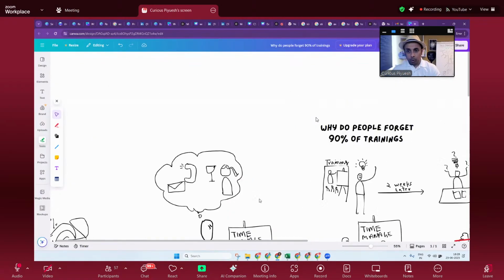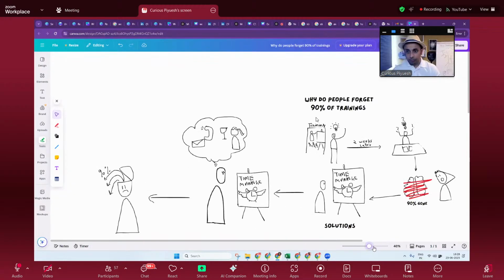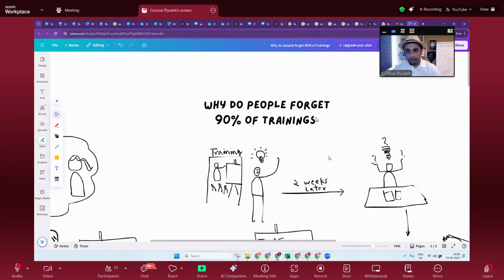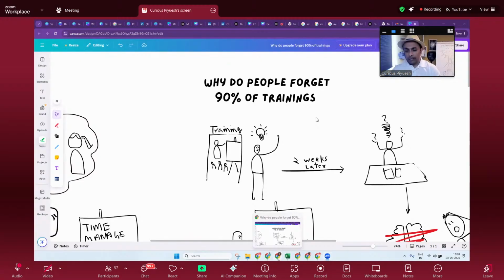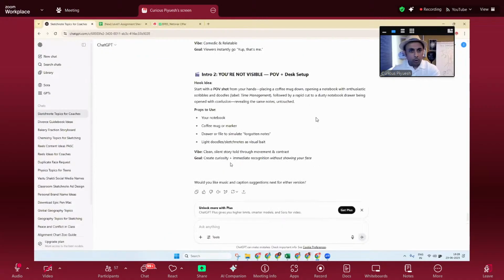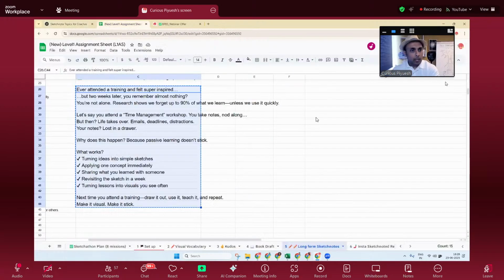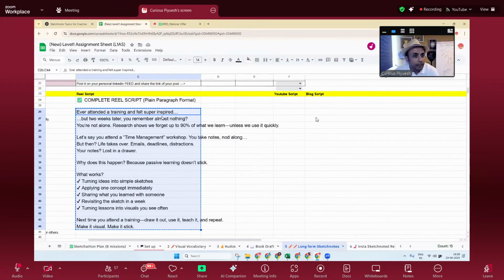And now I will move through this slide by showing these sketch notes. I'm going to keep, as I told you, the script ready with you. Script ready as in copy the script in some notepad. And I'm going to my script here. What was my script? My script is here, right? So, ever attended a training and felt super inspired, but 2 weeks later, you remember almost nothing. So that is my first thing. You're not alone. Research shows we forget up to 90% of what we learn unless we use it very, very quickly.